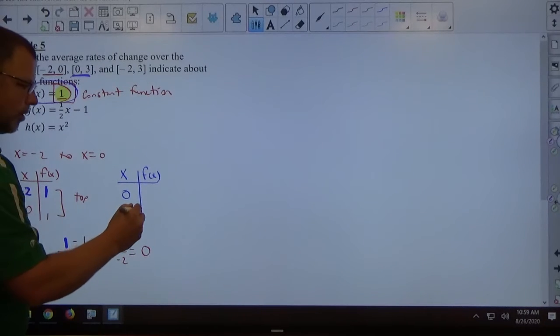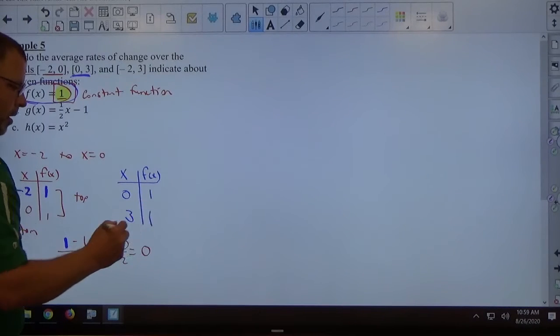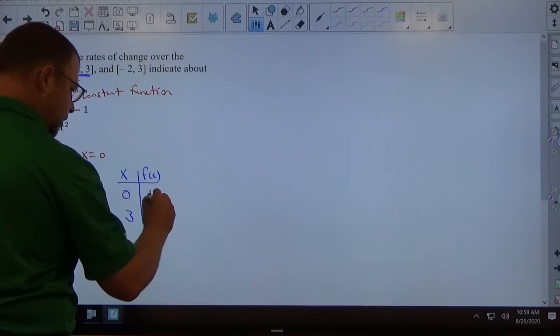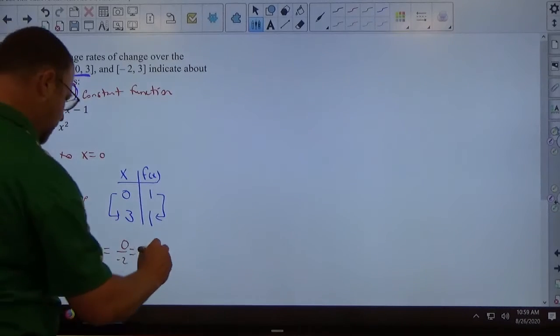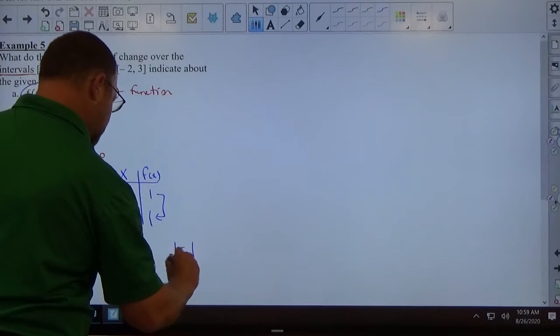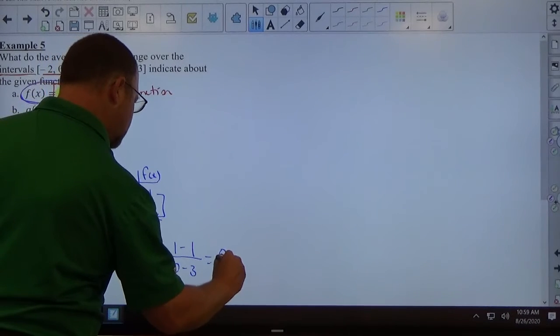So if x is 0, the answer is 1. If x is 3, the answer is 1. All right? So again, I'm going to do that minus that, that minus that. So it's going to be 1 minus 1 on top, 0 minus 3 on the bottom. That gets me 0 over negative 3, which equals 0.